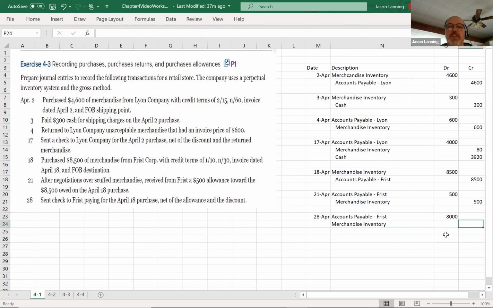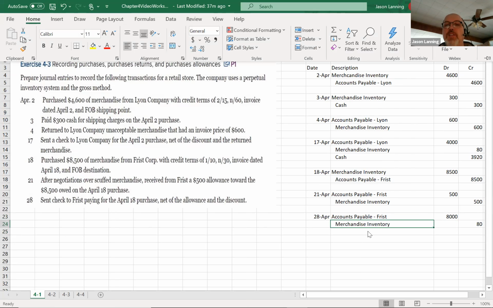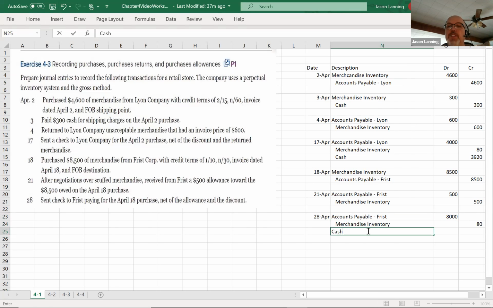Because we're paying less than we thought we would for this, we can't count it at the amount we thought. We have to adjust here a little bit for what it actually cost us. And then the cash would be the 79.20 that we have. So this is how we journalize these types of transactions. And these are the things that we have to look for.